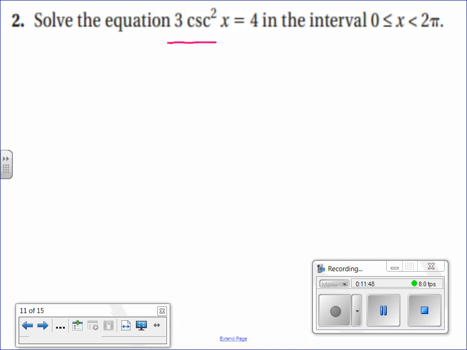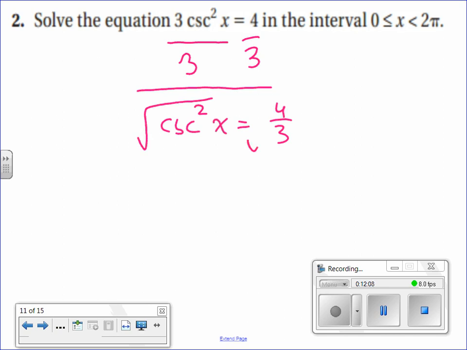Let's start ourselves off by dividing both sides by 3. Ooh, that was supposed to be a 3. You know what my board is. We've got cosecant squared x equals 4/3. Our next job is just going to be to square root it, because that will solve for cosecant. Cosecant x is positive or negative 2 over radical 3.